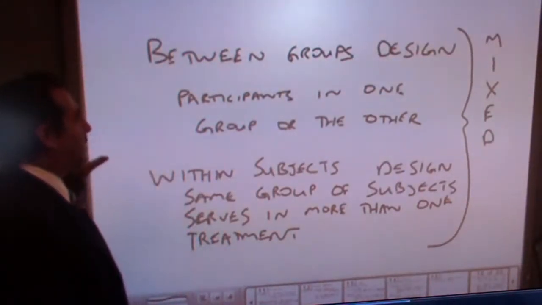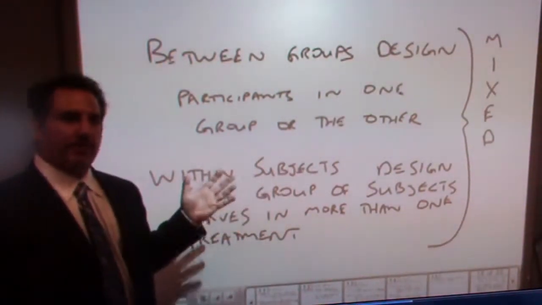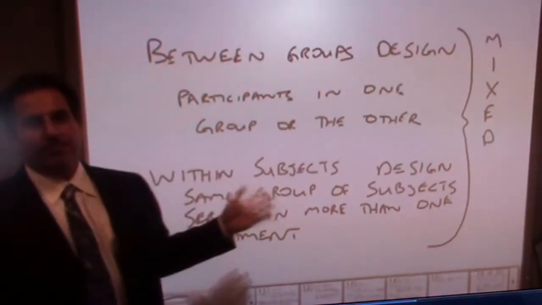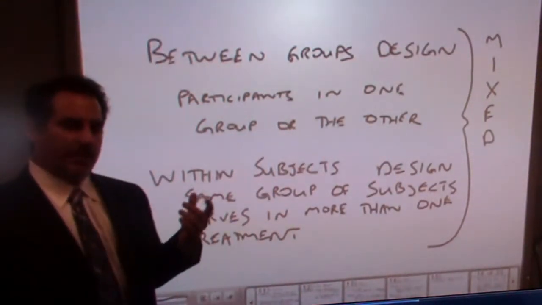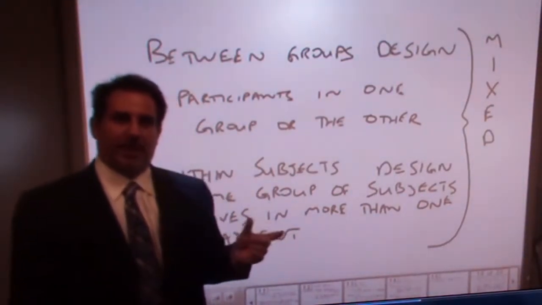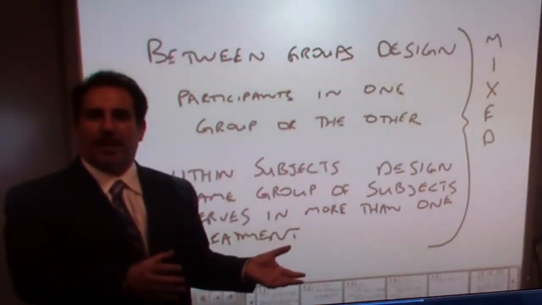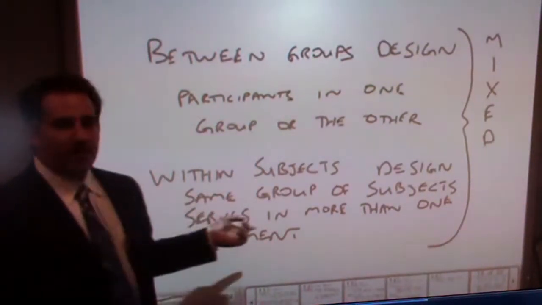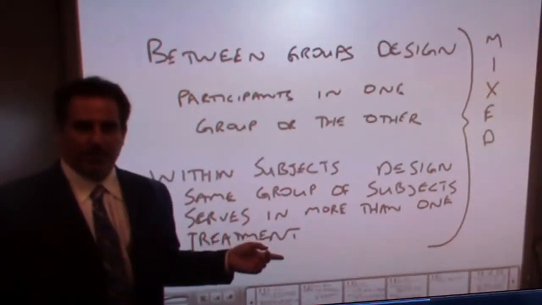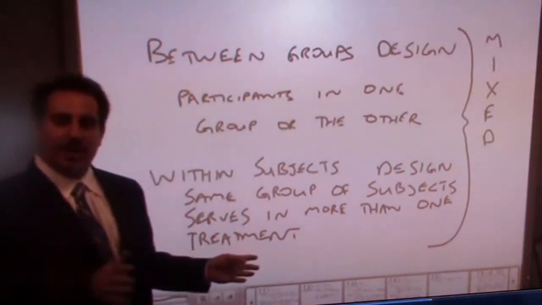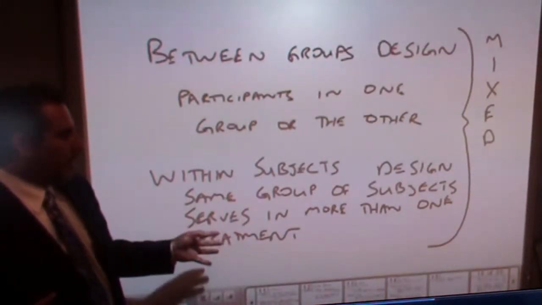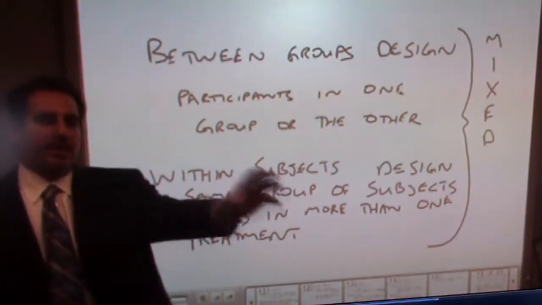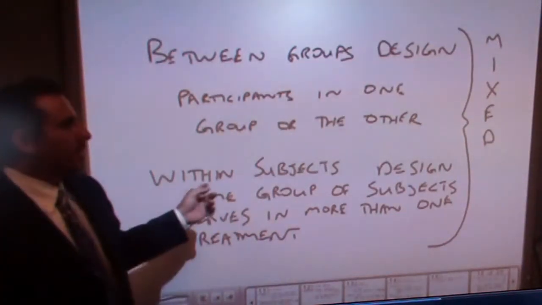Okay, now on design, this is sort of obvious, but I just thought I'd cover it quickly. Between groups design means that your participants are either in one group or the other group. So, for example, the Gatorade versus Sprite design. You're either one of the people who drank Gatorade or you're one of the people who drank Sprite. That's between groups. Within subjects design is that the same group of subjects serves in more than one treatment. And this is very typically a pre-test, post-test thing. So, for example, we have one observation of you before psychotherapy and another observation of you after psychotherapy. That would be within subjects design.